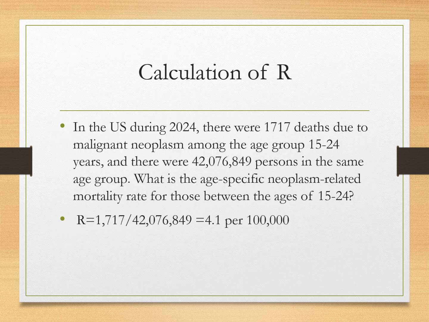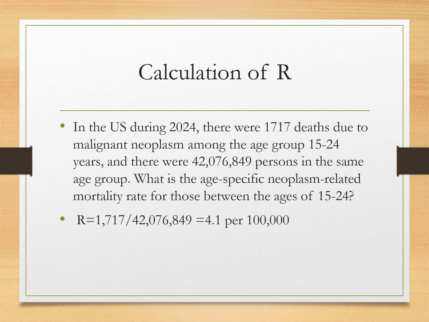Here is how you calculate R, right? In the US, during 2024, there were nearly 2,000 deaths due to malignant neoplasms in the 15 to 24 age group, with a population of over 42 million in the same age group. To calculate the age-specific neoplasm-related mortality rate, divide the number of deaths by the population size and multiply that by 100,000 to express or standardize the rate.